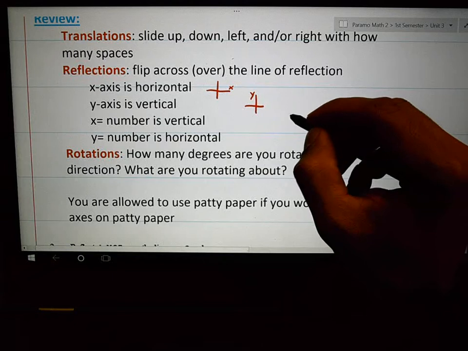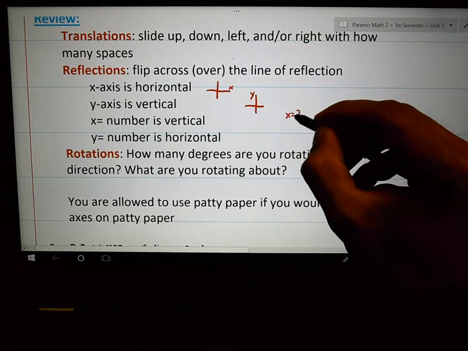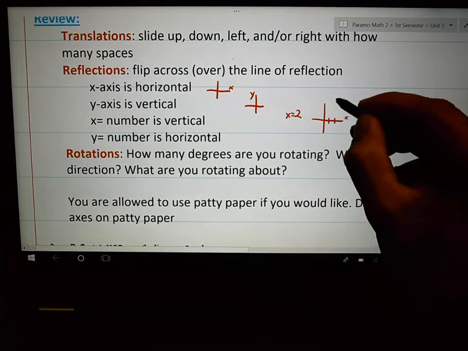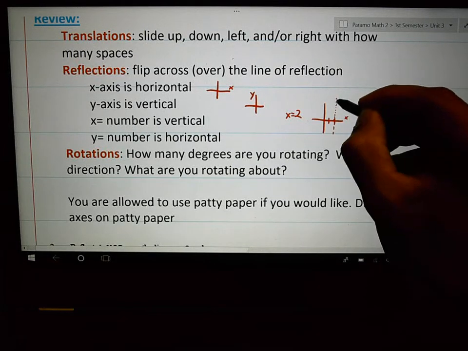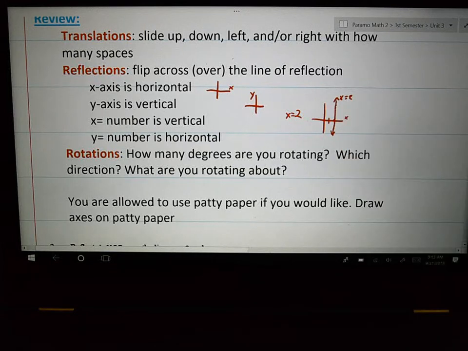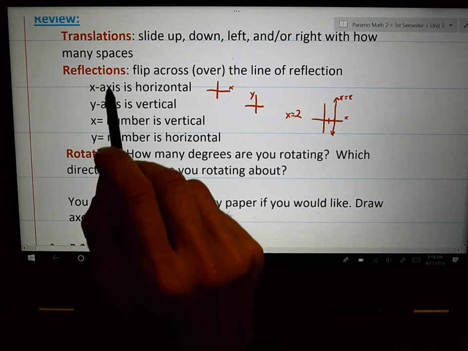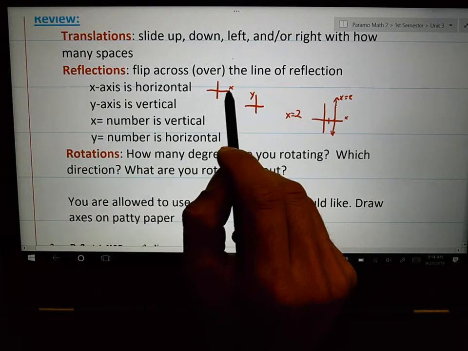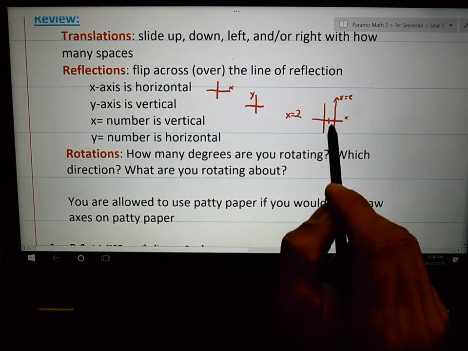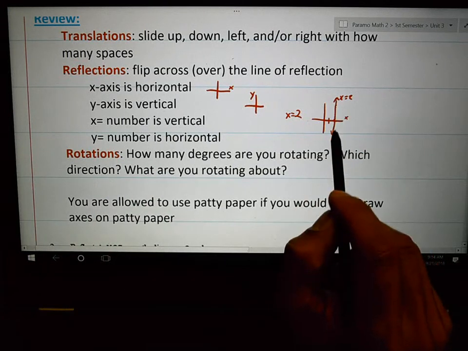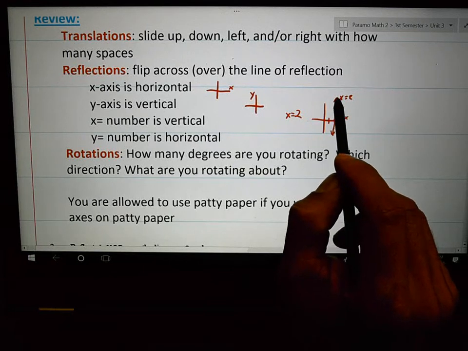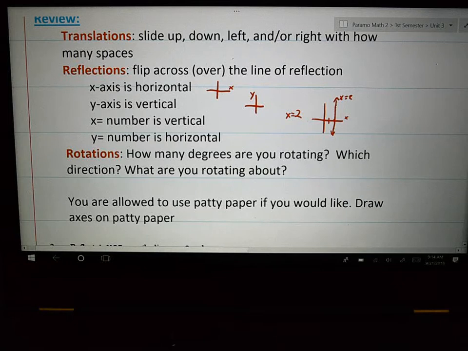For example, if I said x equals 2, and I go like this, 1, 2, this is where the x-axis equals 2. This dotted line is x equals 2. It's a vertical line. I know that a lot of people get confused because the x-axis is horizontal, but when we say x equals a number, it's a vertical line because this is where all the x's are equal to 2. This is where there's (2, 0), and (2, 1), and (2, 2), and (2, 3), and (2, 4). This is where all the x's are equal to 2.